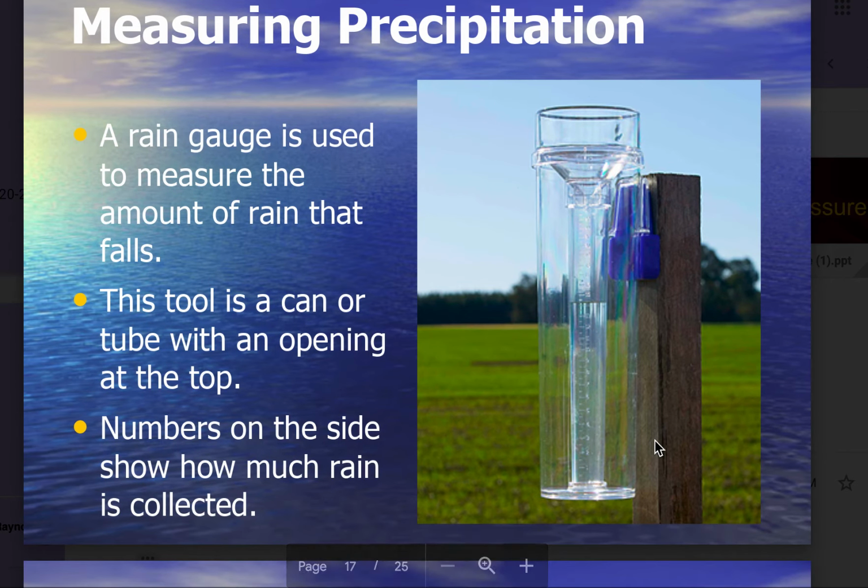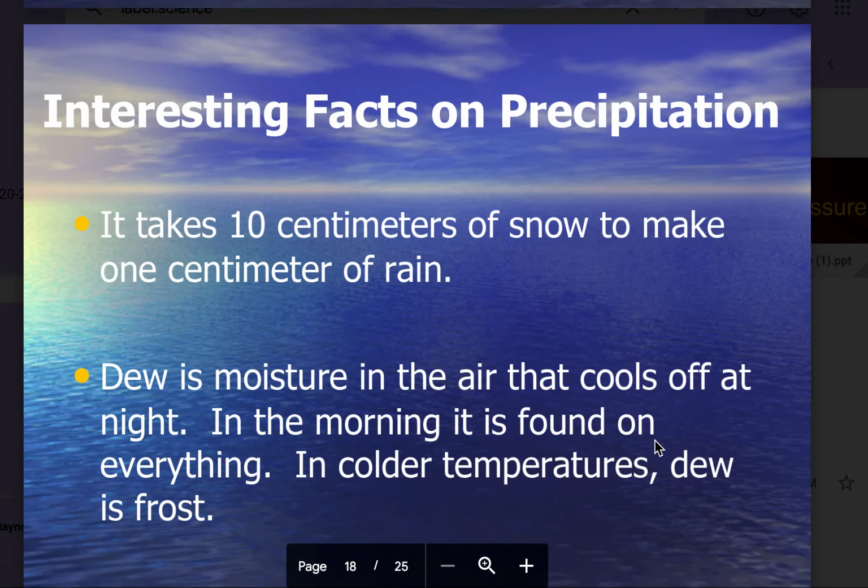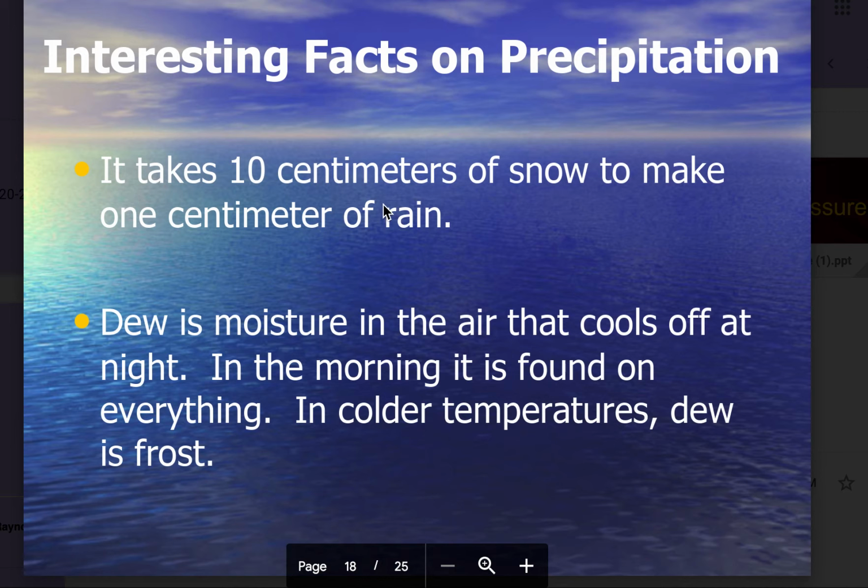You can measure precipitation in a rain gauge when it's rain. We're going to try and create one at home this week. Super simple. You can use pretty much anything. Takes 10 centimeters of snow to make a centimeter of rain. So that's just saying there's a lot less precipitation in snow than there is rain. And you've felt snow before. It's very light.